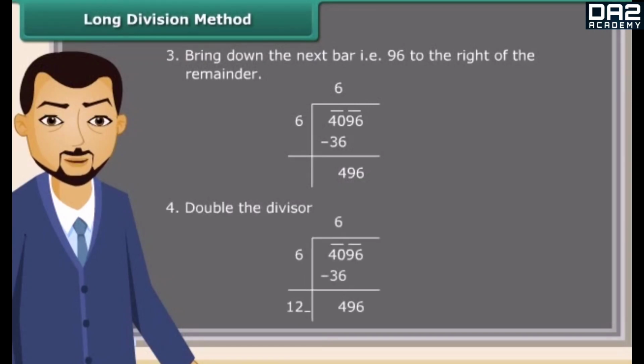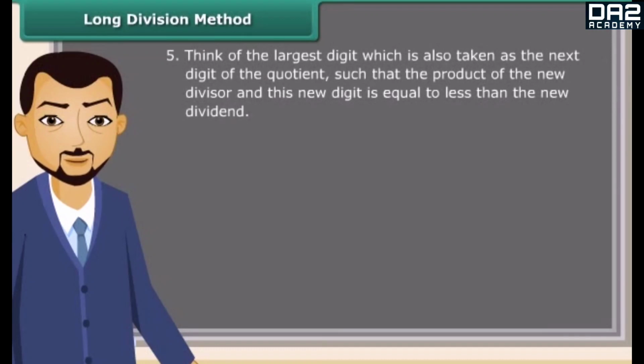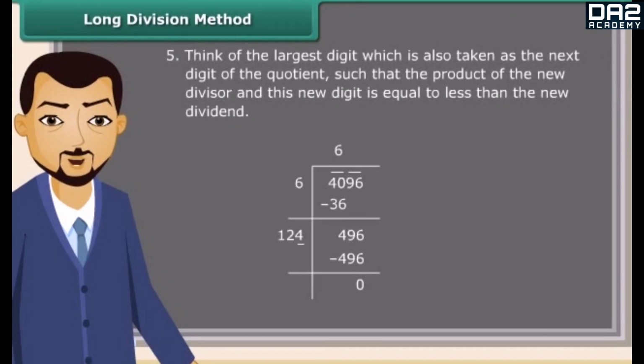Now double the divisor. Next, think of the largest digit, which is also taken as the next digit of the quotient, such that the product of the new divisor and this new digit is equal to or less than the new dividend. Here we have 124 multiplied by 4 equal to 496. Since the remainder is 0, the square root of 4096 is 64.